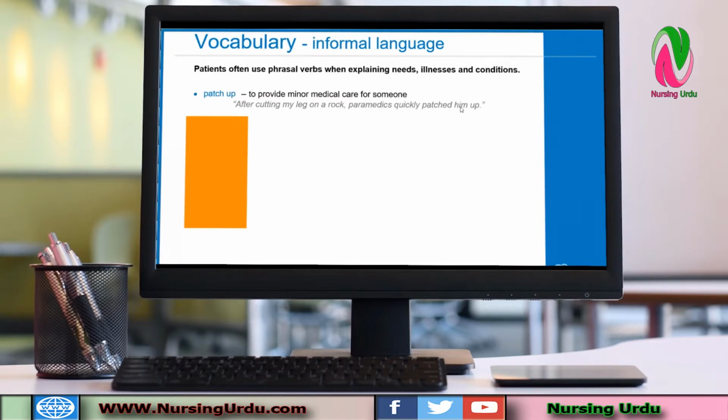Okay, so a lot of you are talking about the idea of a medical patch, like a patch that you would place on something. That might be part of it, but that's not necessarily what we're talking about here. To patch someone up is a phrasal verb, not a noun like a patch that you put perhaps over an eye or over a wound. We're talking about this phrasal verb that means providing minor medical care, often referring to something like a cut.